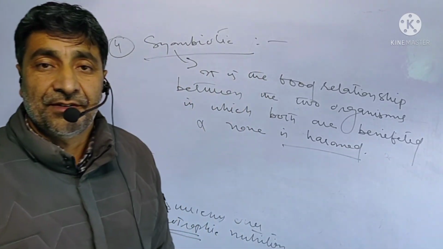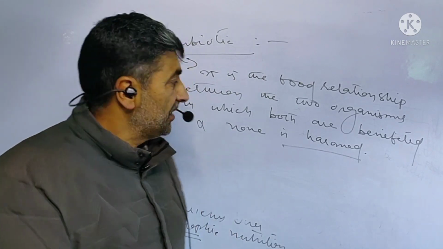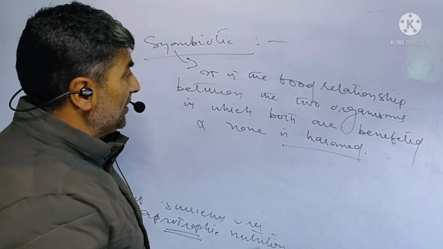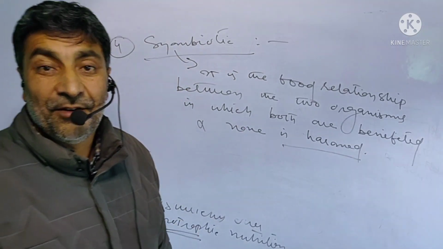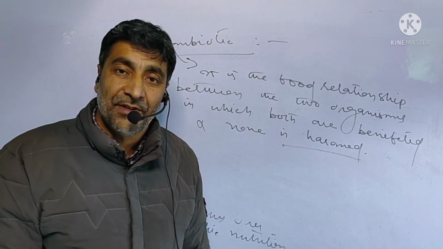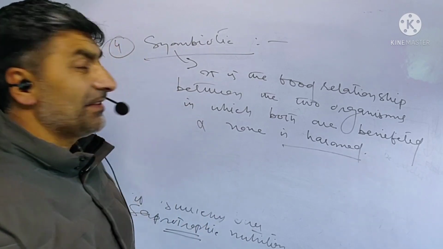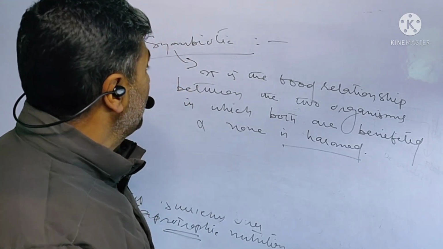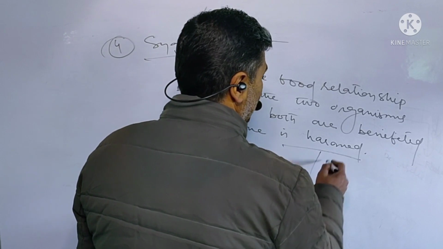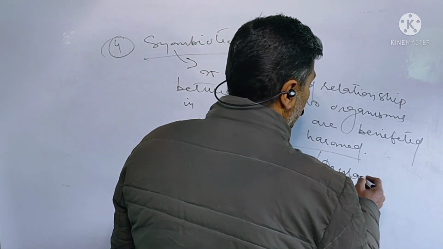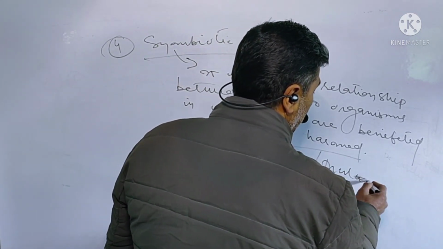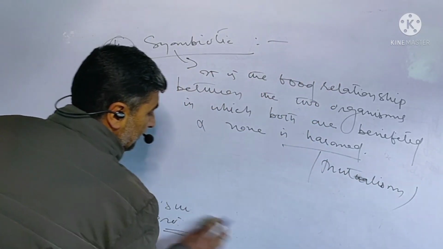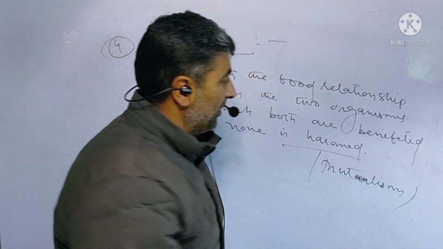Symbiotic nutrition, or we can say symbiosis, is the food relationship between two organisms in which both are benefited. No one is harmed in this relationship. That type of nutrition is called symbiosis or symbiotic association, or it is also called mutualism. They are mutually benefited with each other.